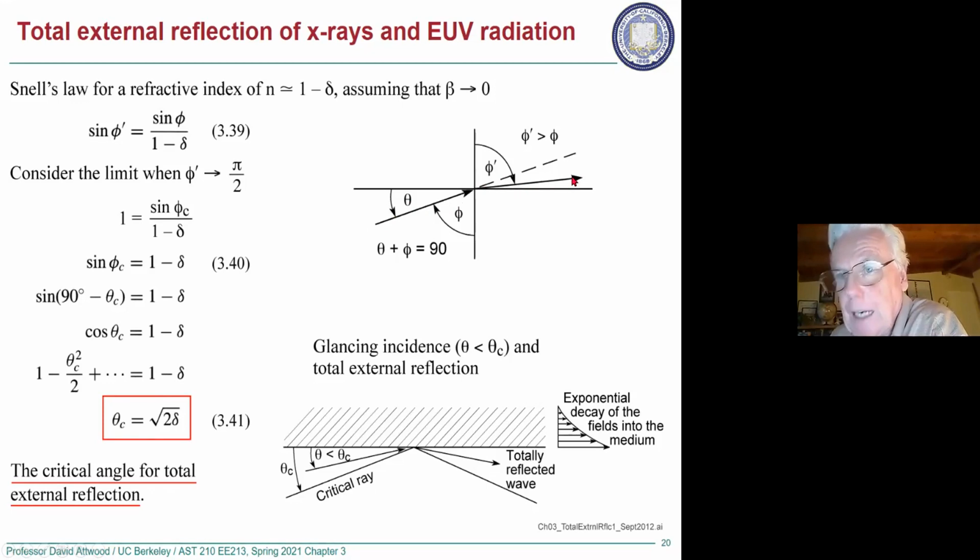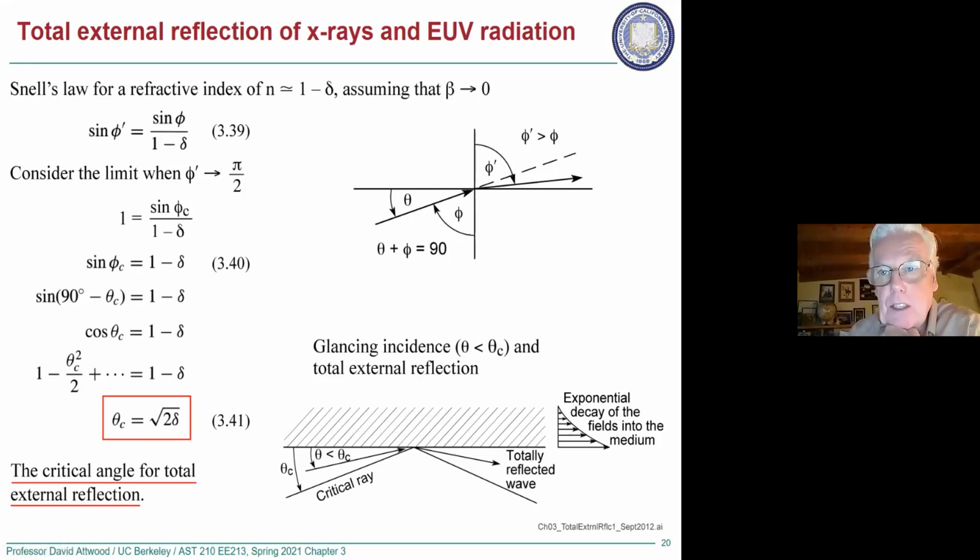This refracted wave is still propagating in the material, and it's likely going to experience a lot of absorption. What we're interested in is what happens when this incident ray, the angle theta, becomes a little bit smaller yet, and the refracted ray is propagating right along the interface. So when phi prime equals 90 degrees, what's theta? What angle do we need? How small of an angle do we need to make this one 90 degrees where it'll run right along the interface?